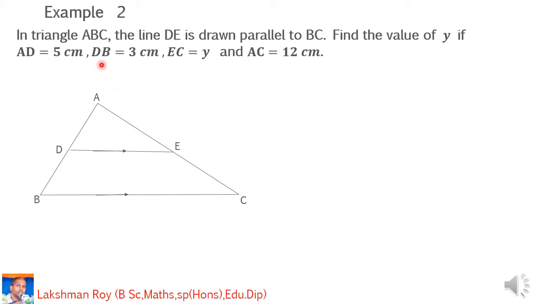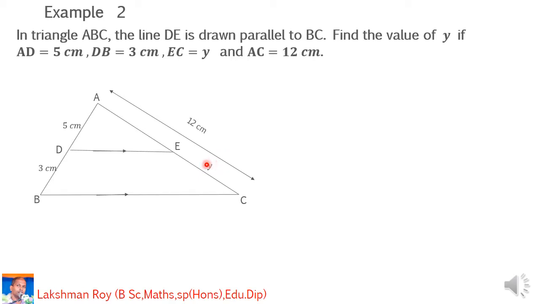So they have given AD is 5 centimeter, this part 5, then DB is 3 centimeter, this small part 3 centimeter, then EC they have given as y centimeter, then AC whole length is 12 centimeter. Now you can see, student, I can write a ratio. So here I want to find y.